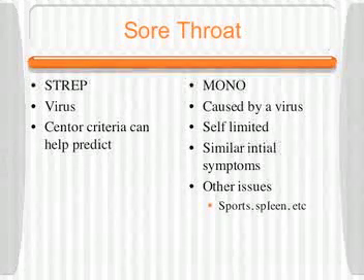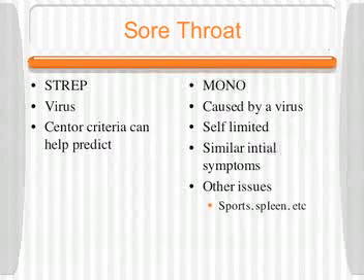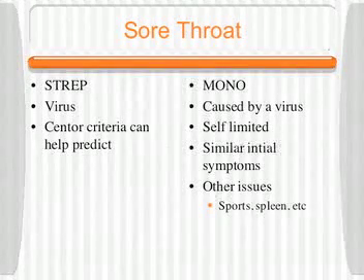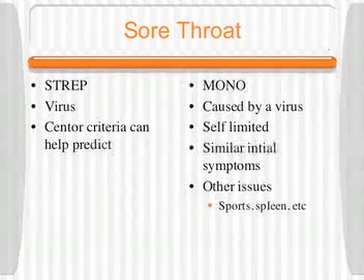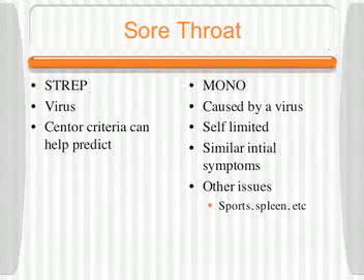Strep and viruses, probably the 2 most common causes of a sore throat. The Centor criteria can help us predict who may or may not have strep. Mono, usually self-limited, very similar symptoms at the start of things, but again, there are some other issues and other complications. Depending on the age of a patient, that may have some bearing on whether testing is indicated. The majority of older adults have already had mono at some point during their childhood. If you've already had mono, there's really not much point in retesting for it if you've already had a confirmed case of it by a lab test.